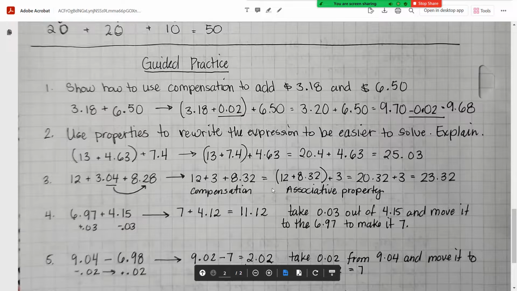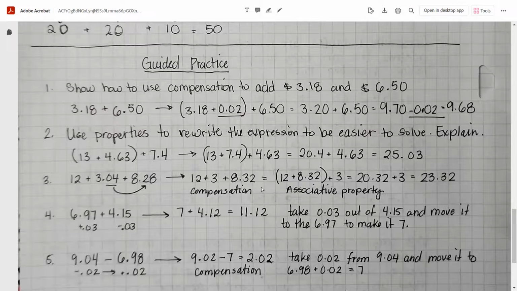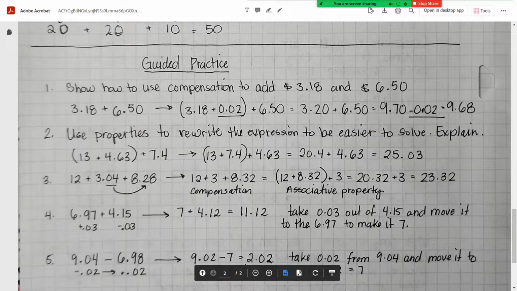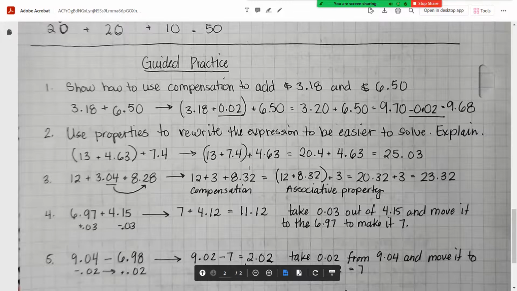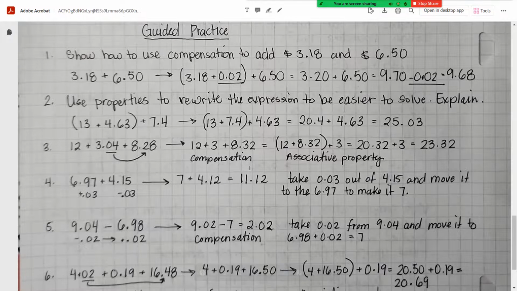Now the 12 plus 8, the 12, I'm going to group it as 12 plus 8 and 32/100 because I know 12 plus 8 is going to give me 20. So 20 and 32/100 plus 3 whole is going to give me 23 and 32/100. So first I used compensation to move the decimal value from one number into the other. Then I used my associative property to change the grouping so that I could add easily, and then I was able to solve.